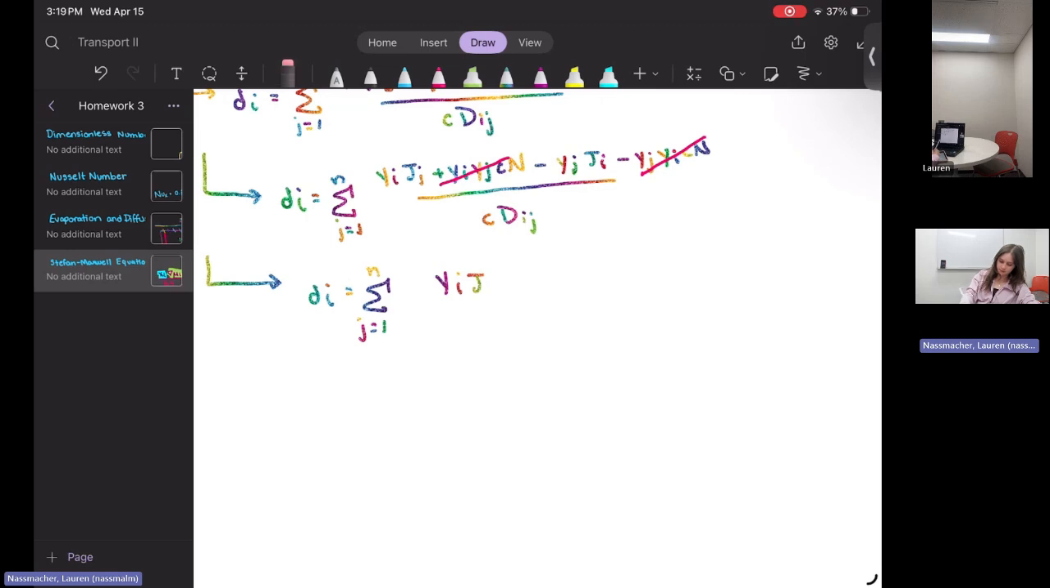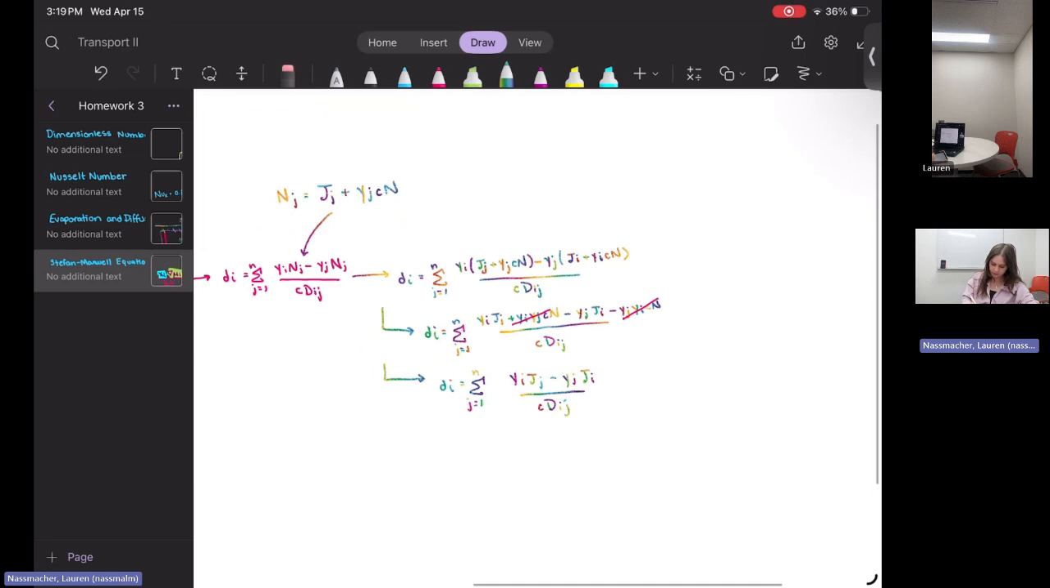that's very similar to our molar flux equation. It's very similar to our molar flux equation. Look right there, you see how our molar flux is the exact same, just replaced with a J.